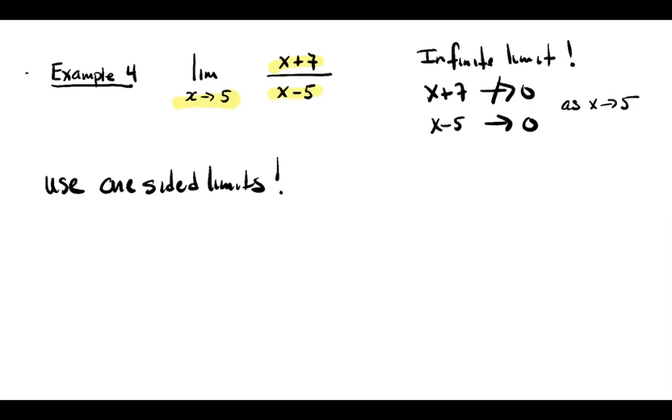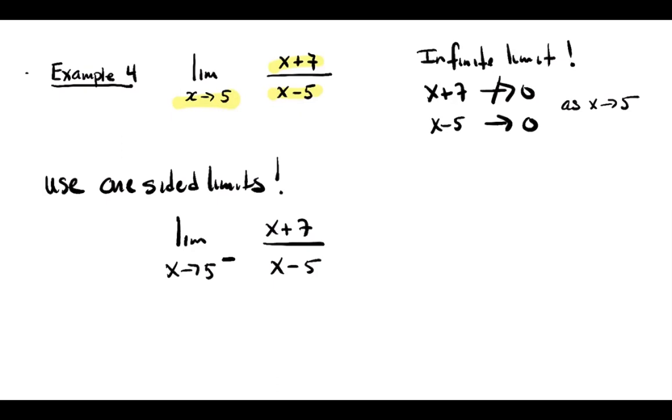You want to use one-sided limits. We want to take a look at what happens as x, say, approaches 5 from the left. Well, again, the denominator is becoming 0, and the numerator isn't. So it's going to be plus or minus infinity. So we just have to think about what the signs will be.